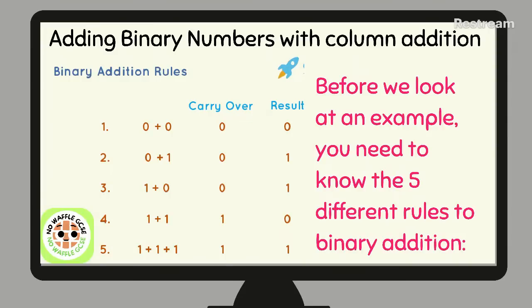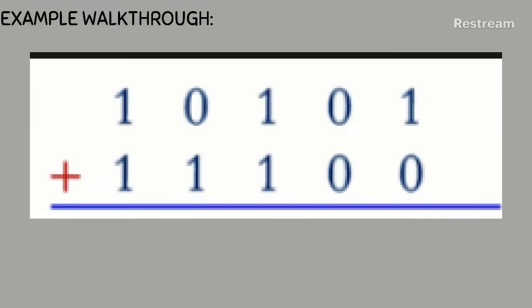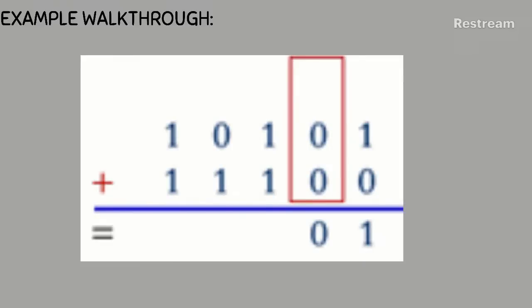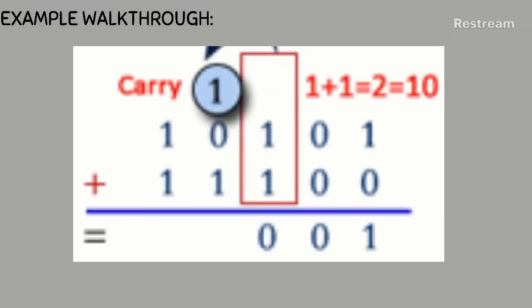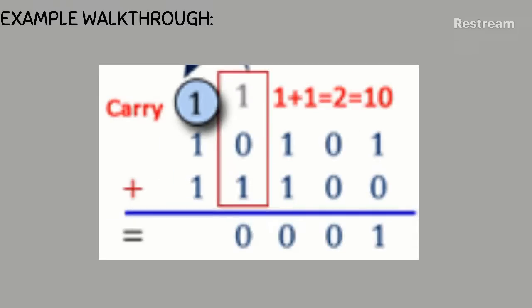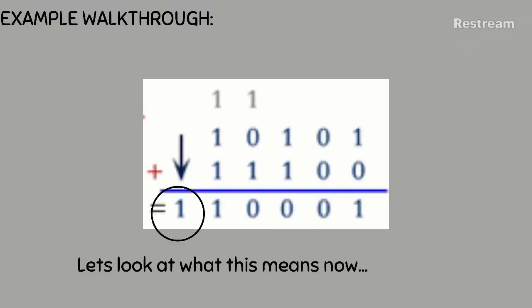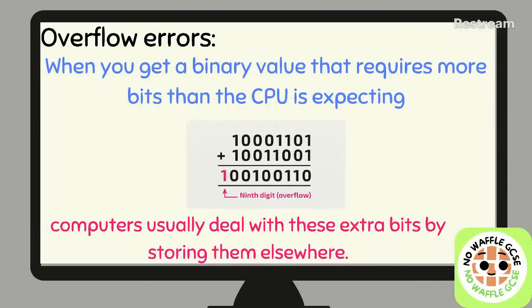So just going through an example here, you can see that the 1 plus 0 at the end is just 1. Then the 0 plus 0 is 0. The 1 plus 1 is 0, carry the 1. And then you've got 1 plus 1 effectively, which is the same thing, 0, carry the 1. And then you've got a triple 1 at the end. So you end up with 1, 1.